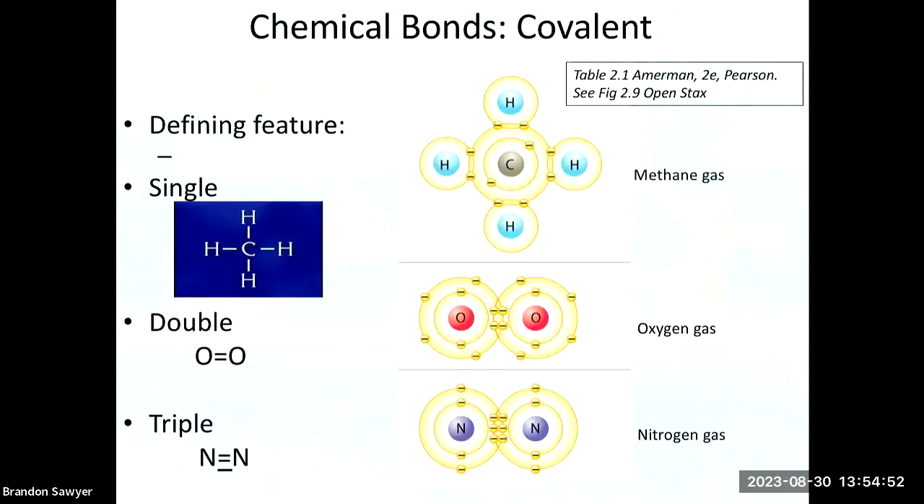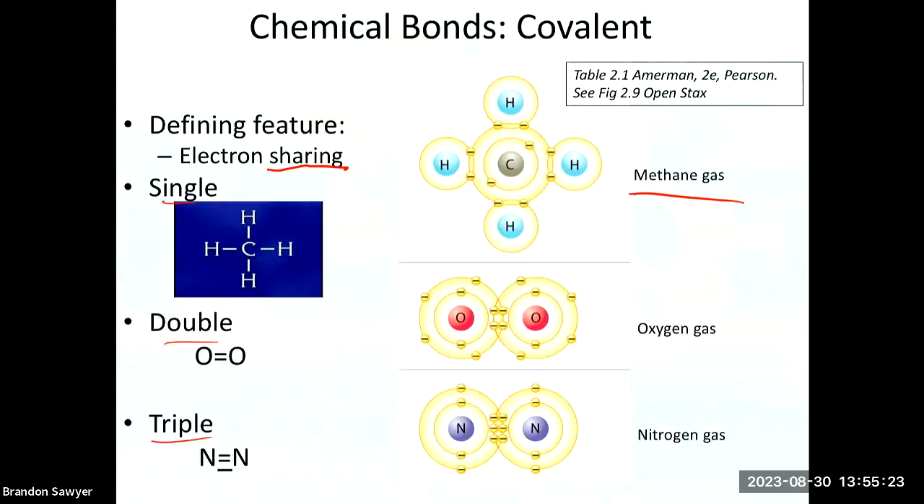Okay, so ionic bonds, and then we get into covalent bonds. The defining feature of covalent bonds is sharing of electrons. There's no transfer of electrons, just sharing. So we can have single covalent bonds, double or triple. In a single covalent bond, we have one electron shared between two atoms. In a double covalent bond, it's two electrons shared between the two atoms. Triple, it's three. So this example here is methane.